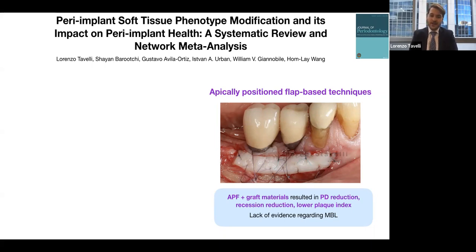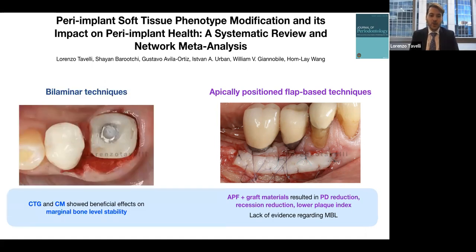We didn't have enough articles exploring marginal levels, but this is something we were able to investigate for bilaminar techniques, where basically we augment soft tissue thickness, and we had articles mainly using autogenous connective tissue graft or xenogeneic collagen matrix, which is a graft substitute from animal origin, in which you put the collagen matrix underneath the flap as a substitute of autogenous graft harvested on the palate.